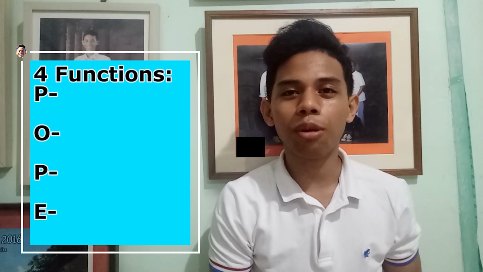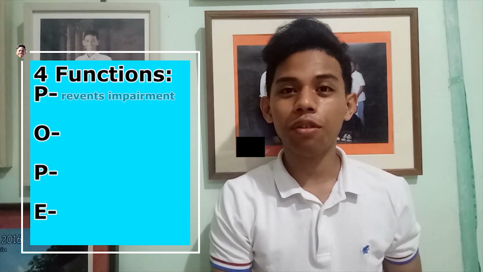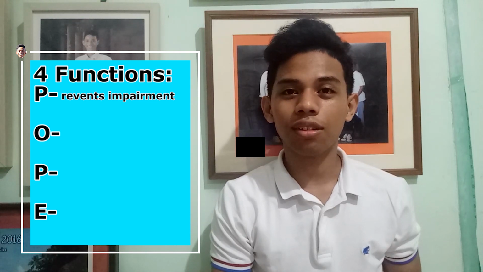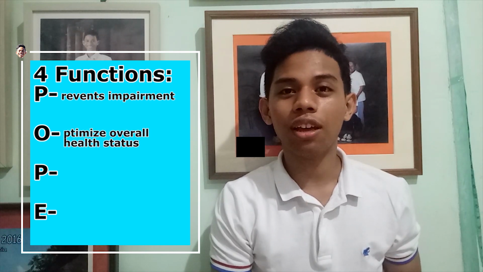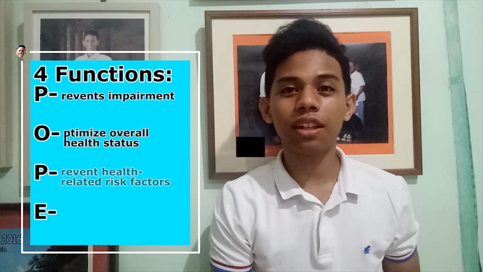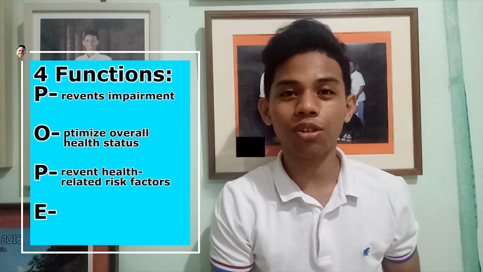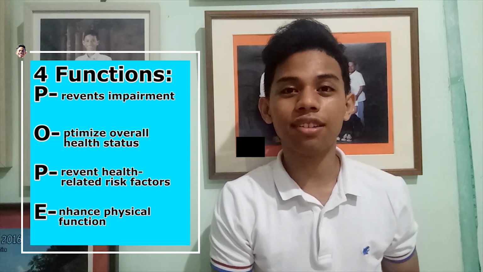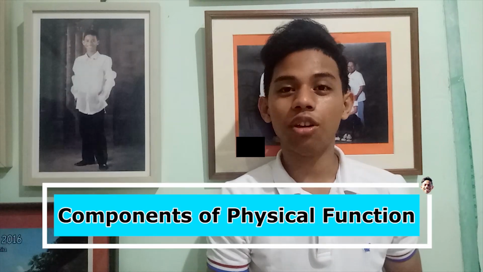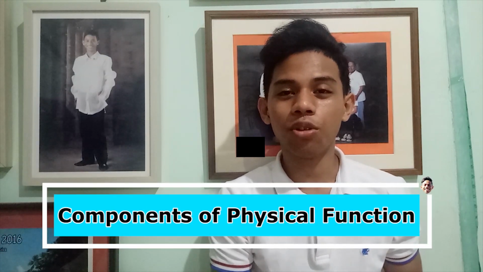To easily remember these functions, just remember the word POPE. P for prevents impairments, O for optimizing overall health status, P is to prevent health-related risk factors, and E for enhanced physical function. We also have what we call the components of physical function. Here we have 6 components of physical function. With all of this, you can proudly say that you are physically healthy.